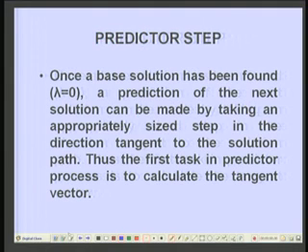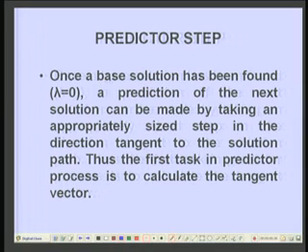Now, to apply the continuation load flow algorithm, as I have discussed, there are two steps. One is called the predictor step, another is called the corrector step. First, let us examine the predictor step. Once a base solution has been found, that is lambda equal to 0, a prediction of the next solution can be made by taking an appropriately sized step in the direction tangent to the solution path.